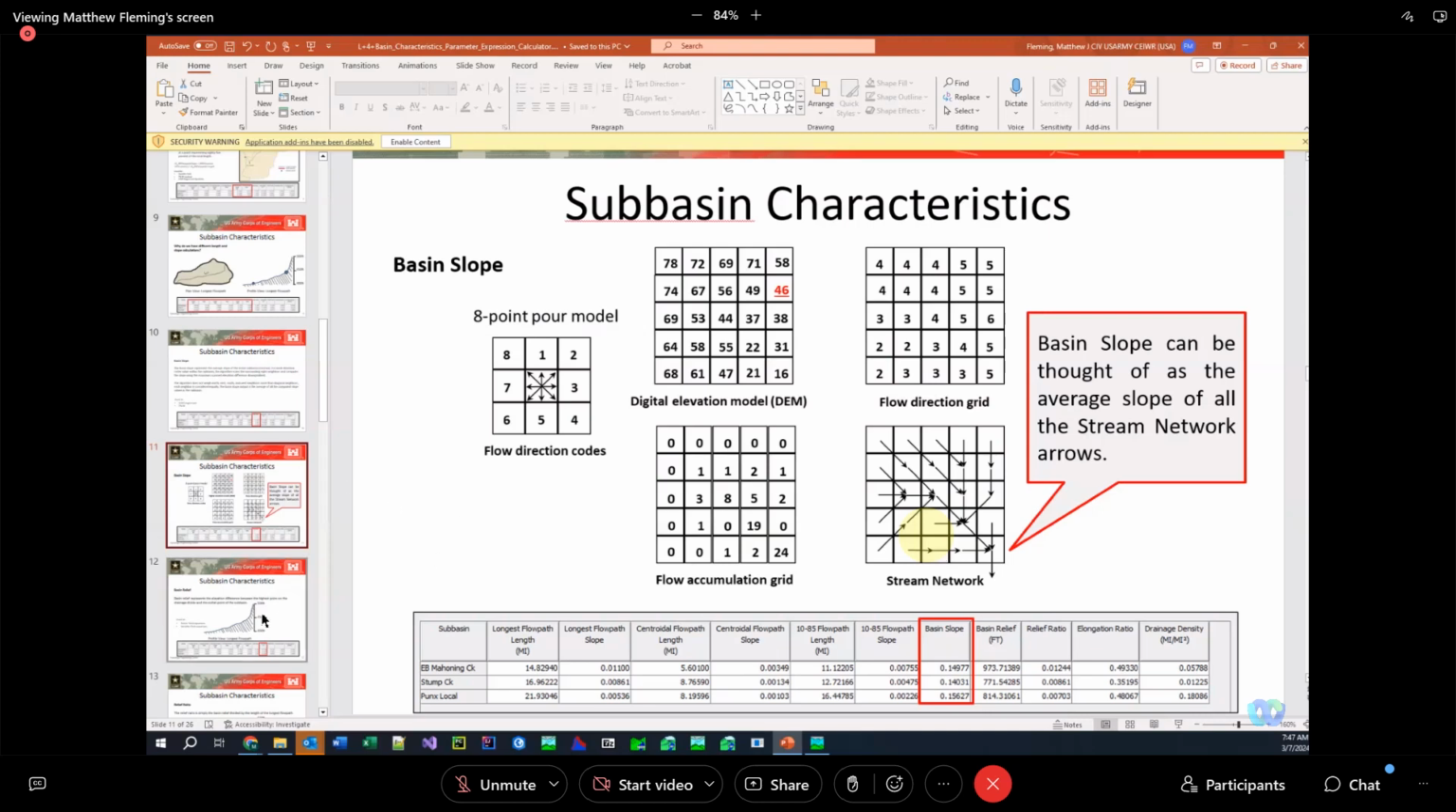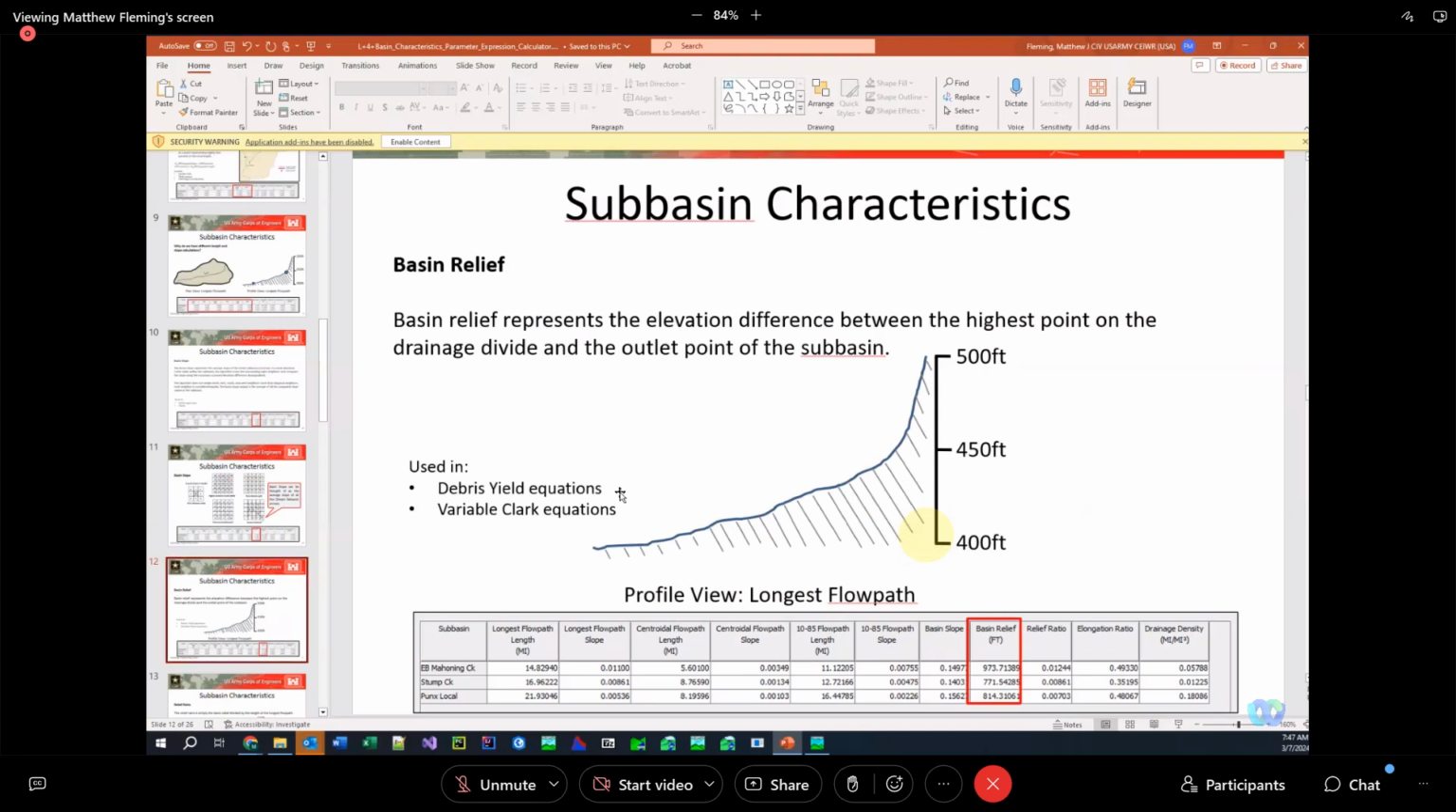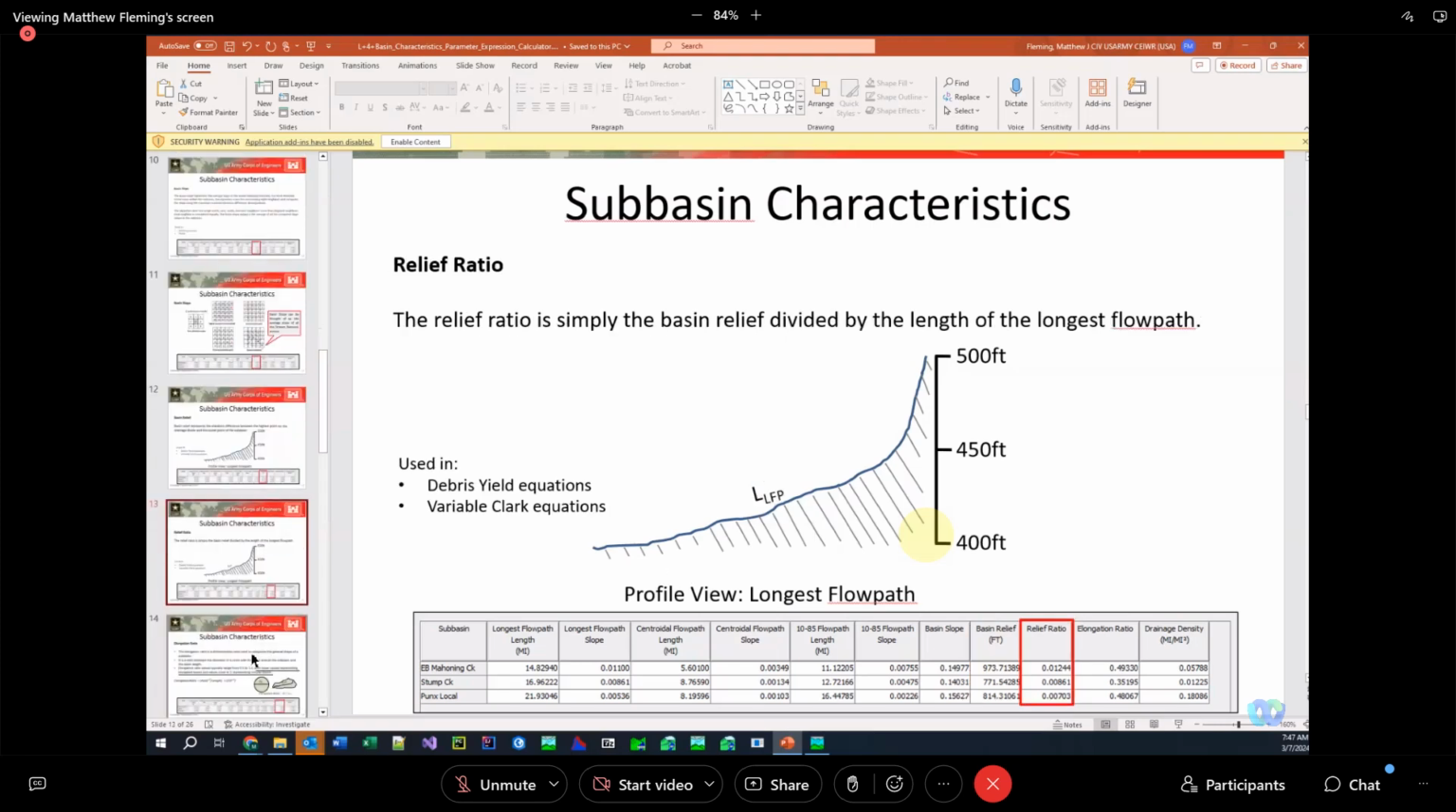Basin relief, let's see here. It represents the elevation difference between the highest point on the drainage divide and the outlet of the subbasin. That's pretty clear. Relief ratio, let's see what that means. The relief ratio is simply the basin relief, so the elevation difference between the highest point and the lowest point along the longest flow path, and then the length of the longest flow path.